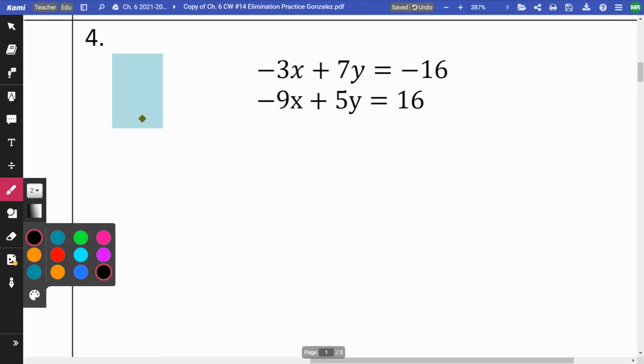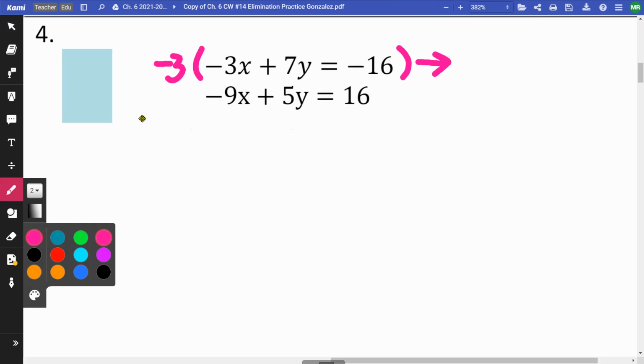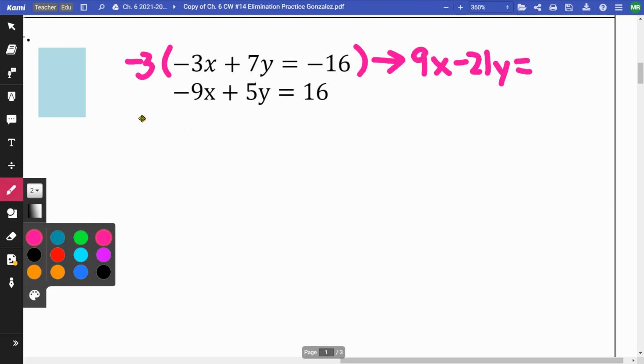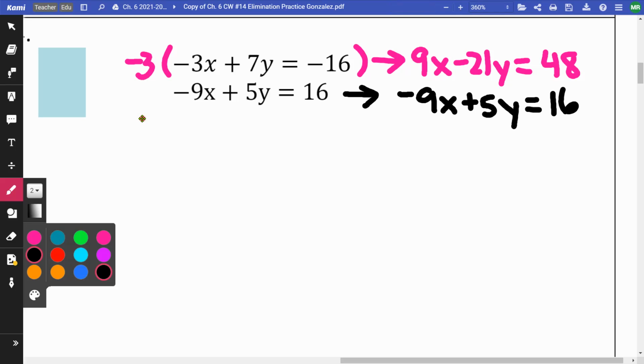The reason I'm going to multiply the top by a negative 3 is because I need a positive 9x and a negative 9x, and I already have a negative below. So this is going to be a positive 9x minus 21y is equal to positive 48. And then my bottom equation is going to stay negative 9x plus 5y equals 16. I'm going to add that up. And I get negative 16y is equal to 64.